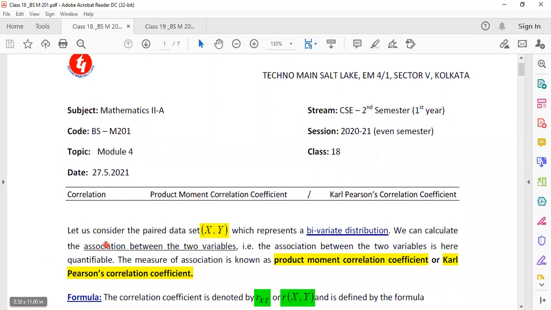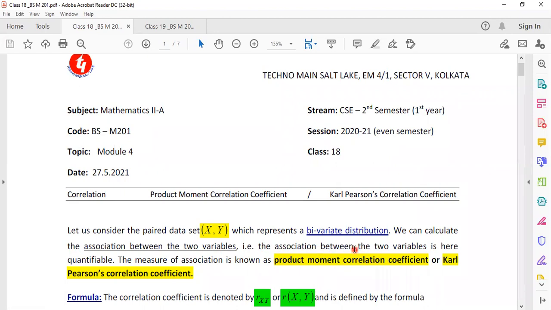We consider a paired data set which is written as XY, capital X and capital Y, representing bivariate distribution. We can calculate the association between the two variables. The association between the two variables here is quantifiable. The measure of association is product movement correlation coefficient, or Karl Pearson's correlation coefficient. What do we mean by the association between the two variables? That is a very important thing. You have to understand this part pretty clearly.